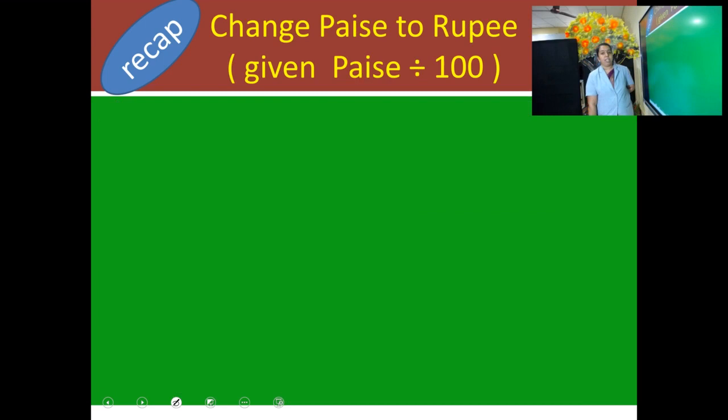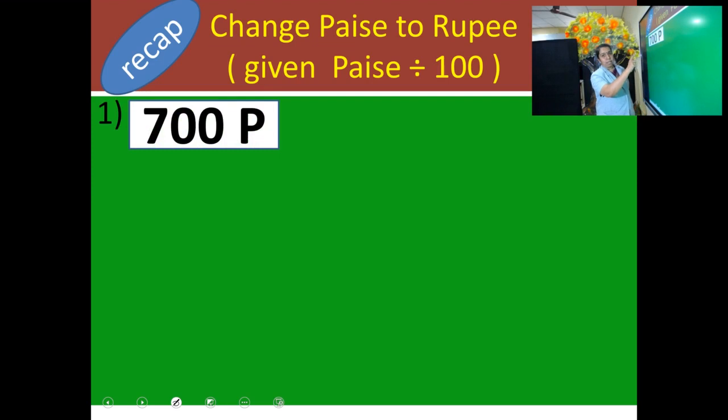Next is also a recap we learned in the third standard, changing paisa into rupee. How do you convert paisa into rupee? Just divide by 100. Is it clear? The given amount divided by 100. So, the first question. 700 paisa. What do you have to do? When you are dividing by 100, you have to remove the digits in the tens and ones, isn't it? Is it clear?